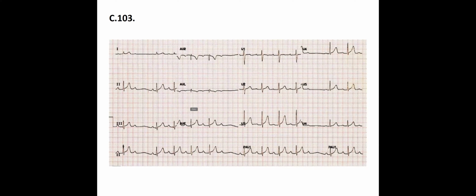After the last impulse, the P wave exists, but the QRS is dropped. So I would like to say it's a second degree AV block, Mobitz type 1.